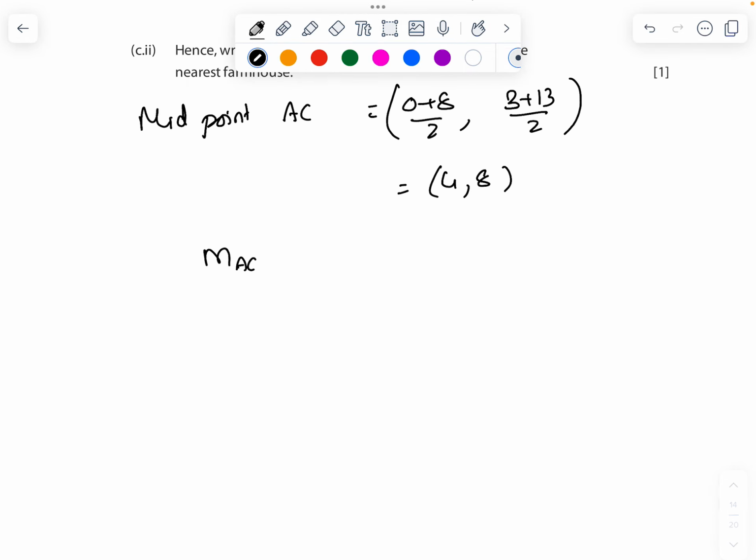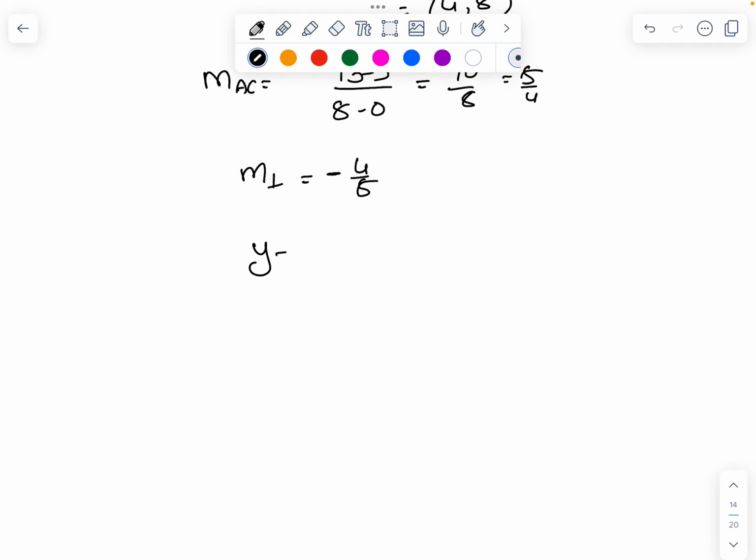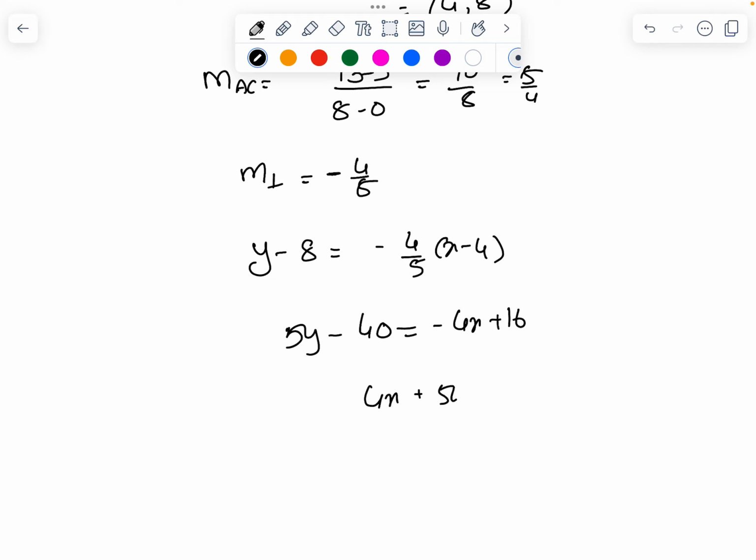Now the gradient of AC. I'm going to find the gradient of AC, y2 minus y1 over x2 minus x1, which is 10 upon 8, which is 5 upon 4. So what will be the perpendicular gradient? Minus 4 upon 5. So the equation will be y minus y1 equals m times x minus x1. So 5y minus 40 equals minus 4x plus 16. So 4x plus 5y equals 56. This is the equation.